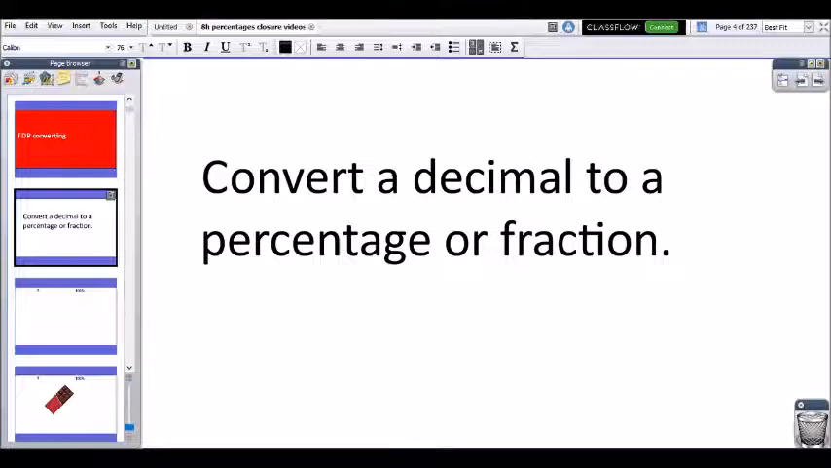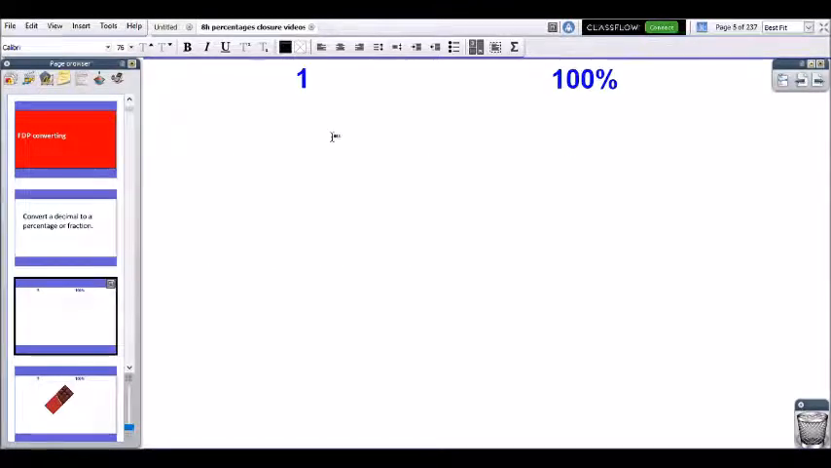Morning guys, we're going to start a new topic today based on fractions, decimals and percentages. So first of all, in this first lesson we're going to be learning how to convert a decimal to a percentage or a fraction. Okay, so let's begin by looking at these two quantities.